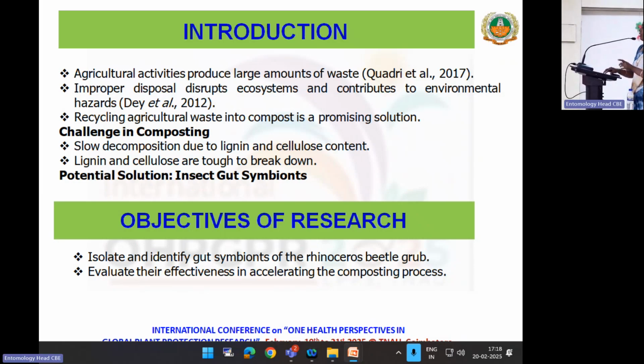Because in our sharing session we excluded this introduction, but since we wanted to express where we got this idea from, I have included the introduction. Sorry for that. Okay, so we have framed our objective to isolate and identify the gut symbionts from the rhinoceros beetle grub, which is easier than dissecting an adult. And then another thing is to evaluate their effectiveness in decomposing waste materials, that is agricultural waste, which is a problematic thing nowadays.